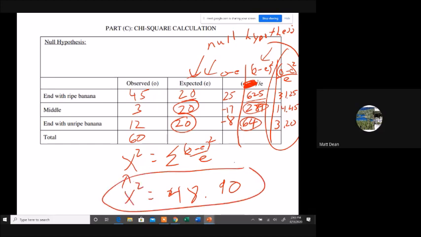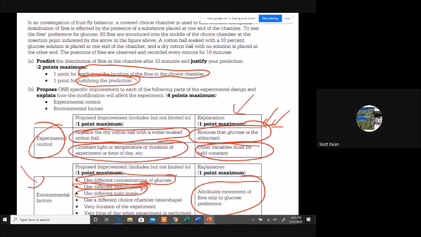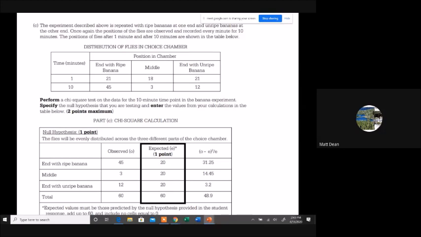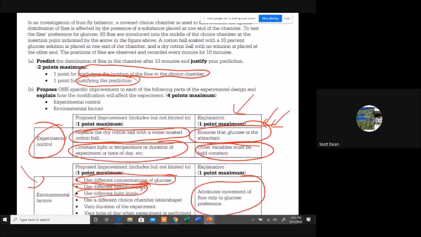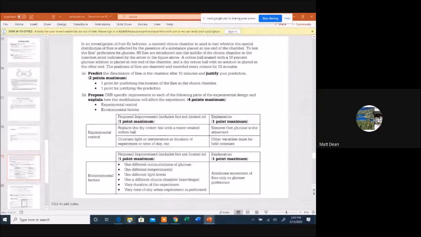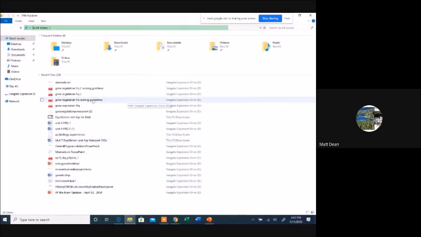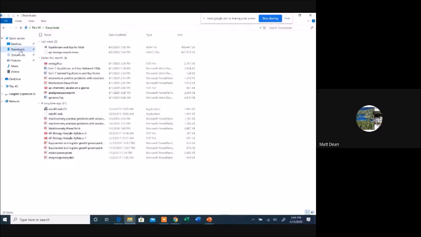Now, by itself, that number doesn't mean much. We have to compare that to a standard value in the chi-square table, which is given to you on your AP exam on your formula sheet. Let's see if I have that here. All right, I don't have the chi-square table, so let me pull that up real quick. Give me just 1 second to pull up the chi-square table. Bear with me for just a minute.